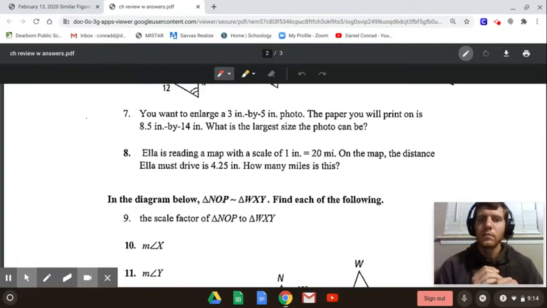And then 8 is asking you to read a map, or Ella is reading a map with a scale of 1 inch is equal to 20 miles in real life. So on the map, if she drives 4.25 inches, we want to know how many miles this would be in real life. So this is simple, like a unit conversion, right? Scale. So we want you guys to try that problem as well.